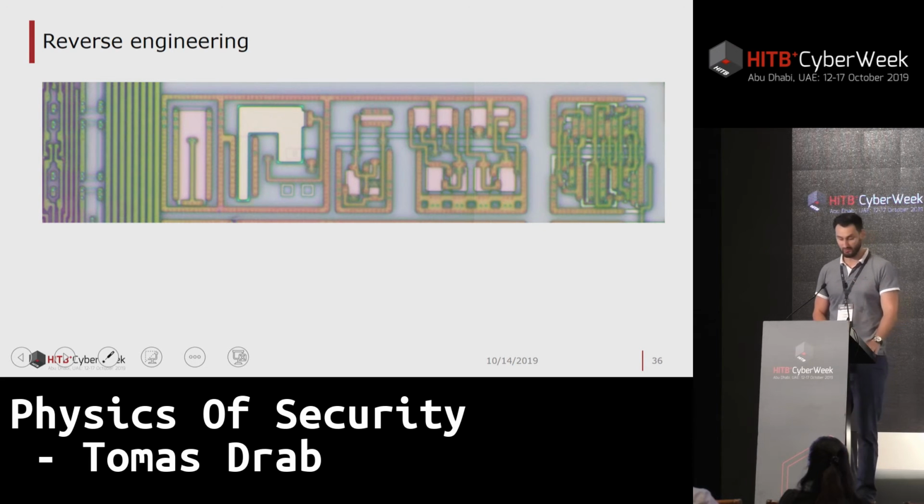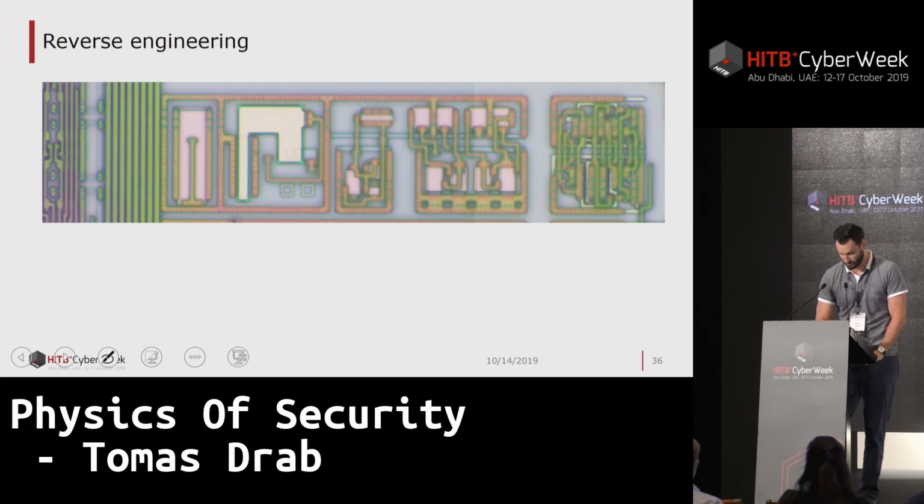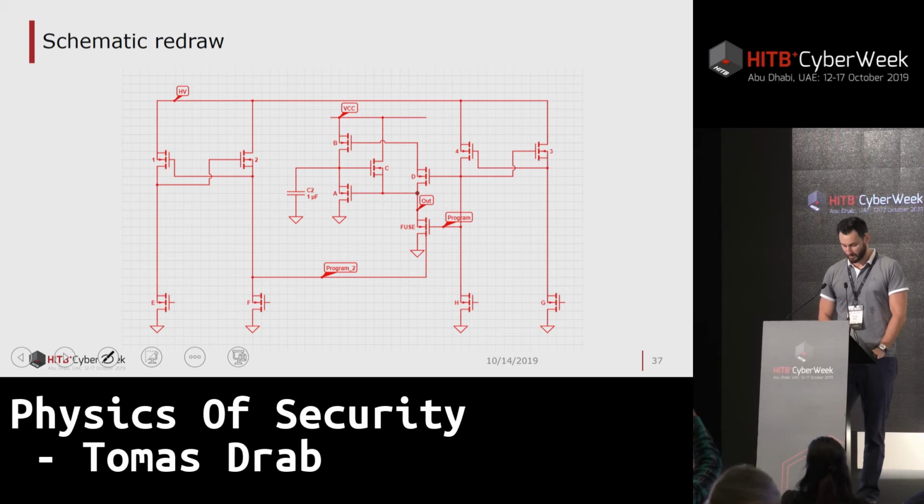So how to do reverse engineering? Basically, you can easily see the transistors. For example, here you have one transistor, here you have a second, and like that you can redraw the circuit and end up with something like this. I called the programming lines program and program 2, and this is the output of the fuse, or the memory cell.